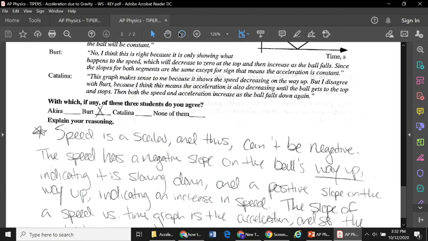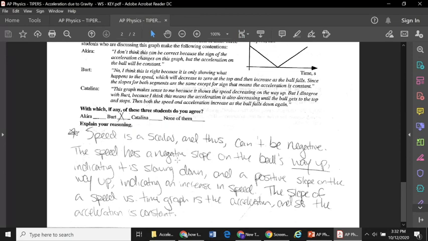Bert is correct. Speed is a scalar and thus can't be negative. And so we can say here that the speed has a negative slope. The graph of speed versus time has a negative slope on the ball's way up, indicating that it is slowing down, and a positive slope on the way down, indicating an increase in speed. The slope of a speed versus time graph represents the magnitude of the acceleration, and so the acceleration is constant.